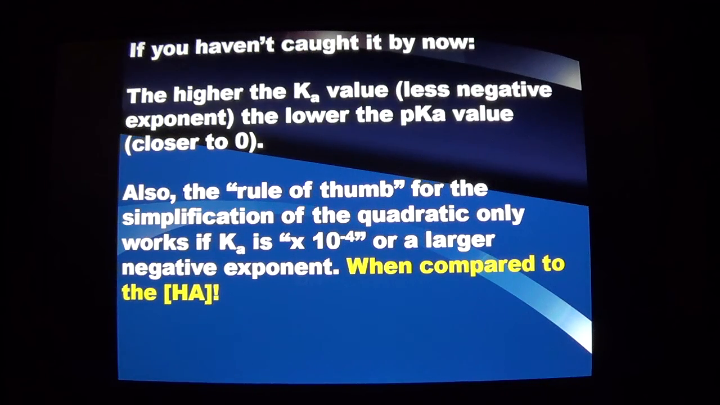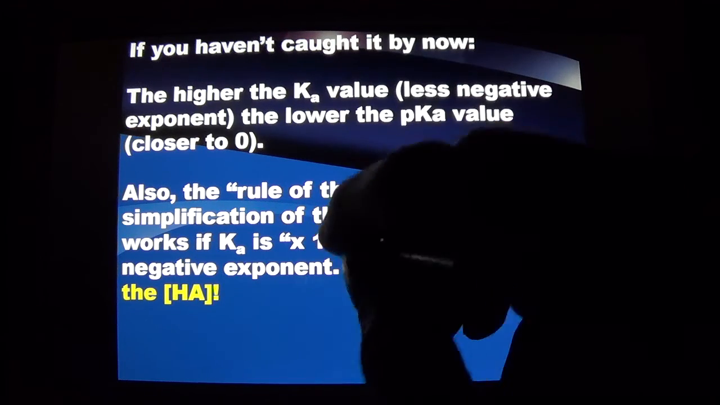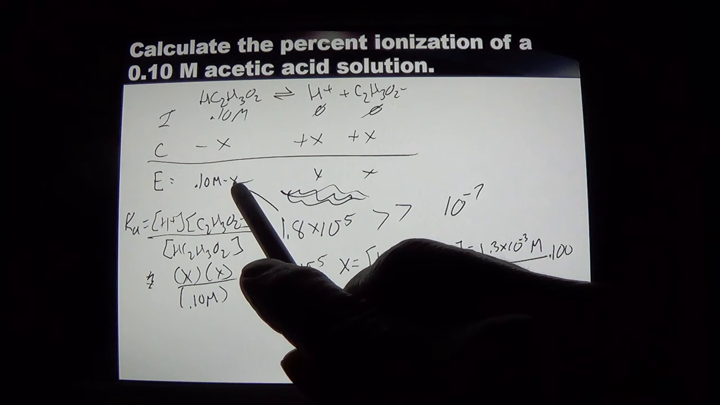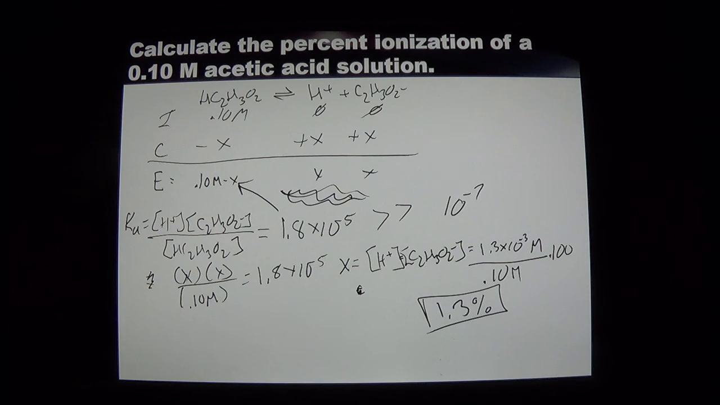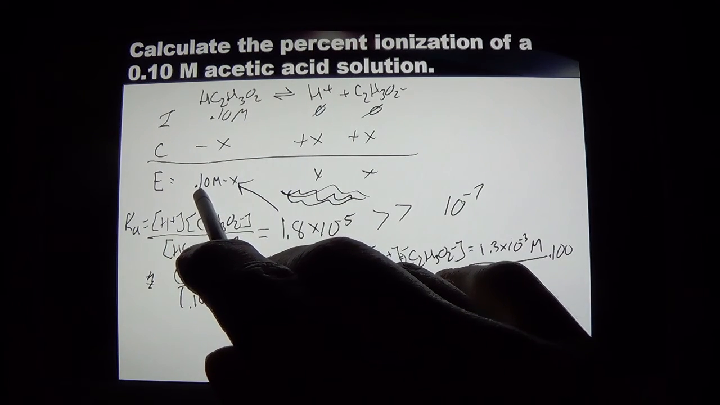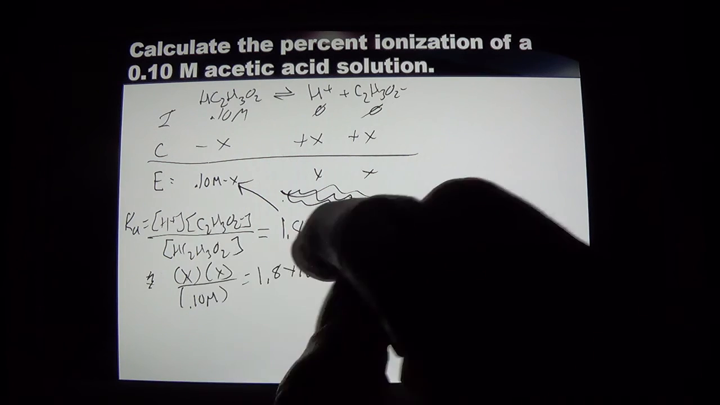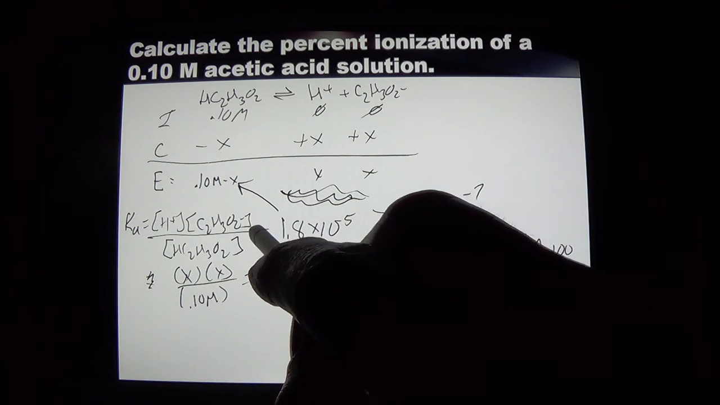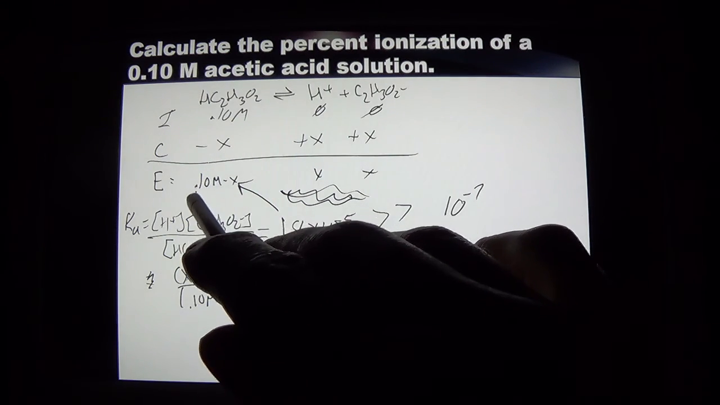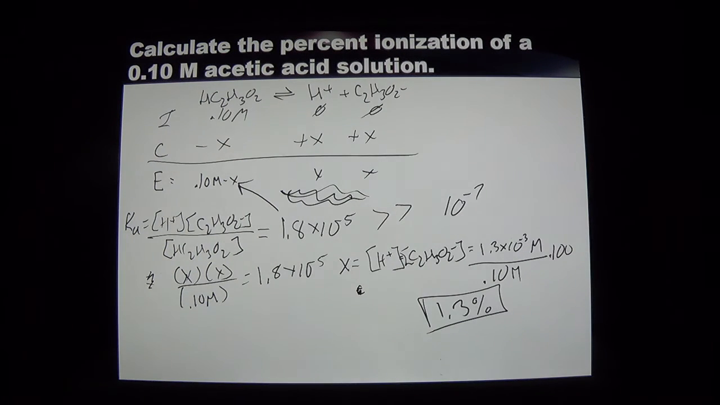And as we said the other times that we have made our assumption, it helps if you have a 10 to the negative 4 or larger difference between the quantity you want to ignore x from and your Ka. Now, here my Ka was 1.8 times 10 to the minus 5. If this number was like 1.0 times 10 to the negative 4, the difference between them is not large enough. This is definitely large enough. If I got even a 0.001 molar, that'd be 10 to the negative 3, I really wouldn't want to make the assumption there. And I'd want to see what the quadratic shows me.